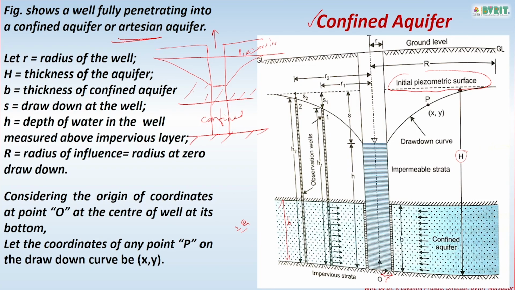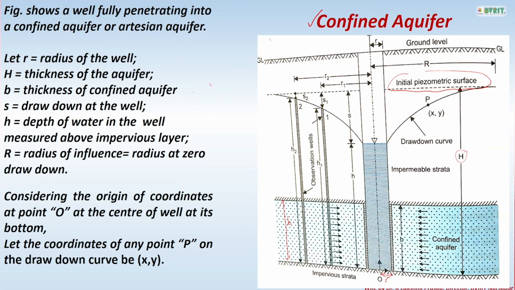Then the next one is, what is drawdown? Drawdown is how much the initial piezometric surface has decreased at the well. This is the drawdown at the well. So S is the drawdown at the well. See here, we are dealing with a confined aquifer. A confined aquifer means water is flowing between two impervious layers. So this is the bottom impervious layer, this is the top impervious layer.